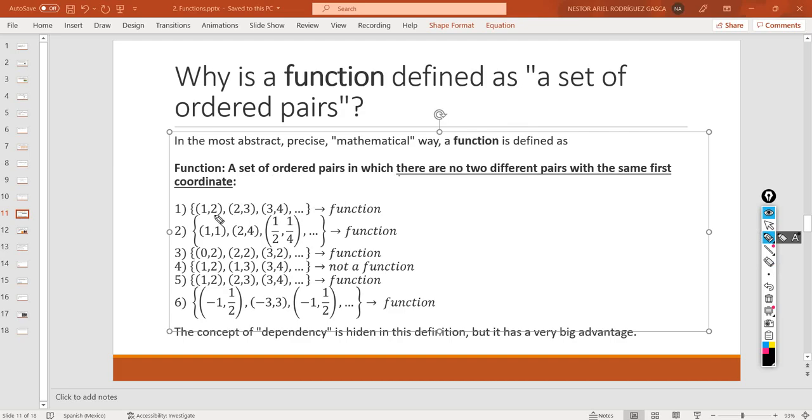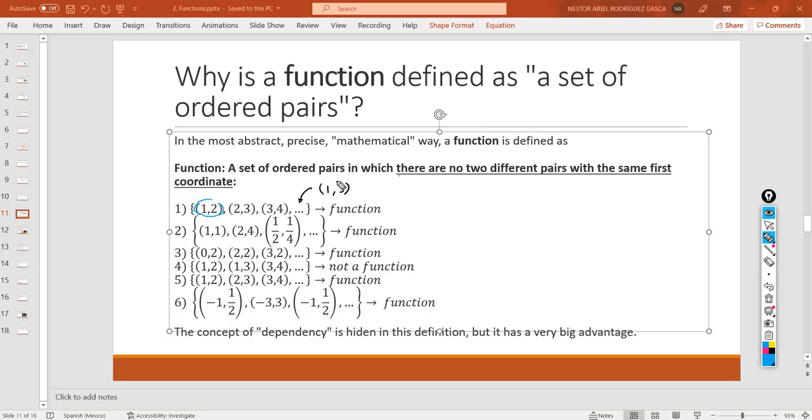I don't have something like this, guys. In this set, I don't have something like this, 1, 3 in here. I don't have that. Okay, because if I had it, if this pair was also in this set, then this rule that is underlined would be violated. What is the rule? That I'm going to be having two different pairs.